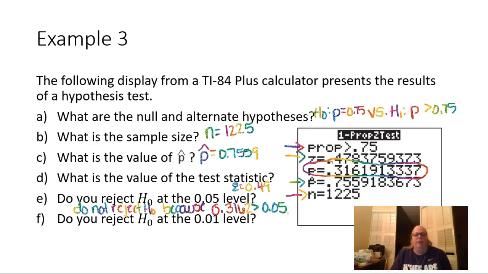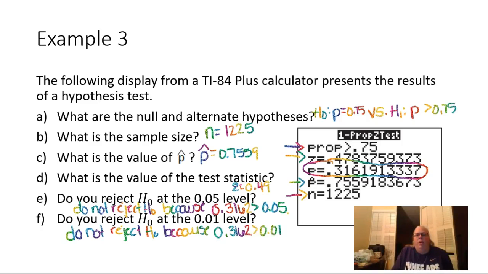And then question F down here, do we reject the null hypothesis at the 0.01 level? Well, logically, we'd think yes, because we rejected it at the 0.05 level. But we'll check our p-value, 0.3162, and it is greater than 0.01. So once again, we're not going to reject that null hypothesis, and the reason is because our p-value of 0.3162 is greater than our alpha value of 0.01.